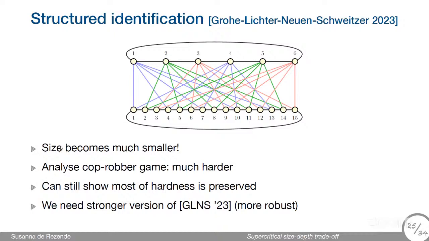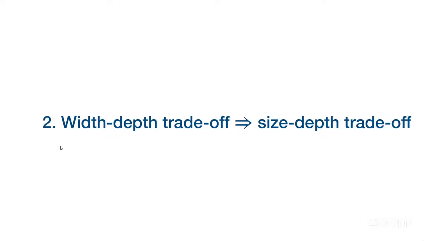And what we needed to do was get a stronger version, because in their result, they only had a gap of 1 between the width and the lower bound that they could get. And we needed a larger gap in order to be able to get the size-depth lower bound. Okay, so that's all I'm going to say about the first part.